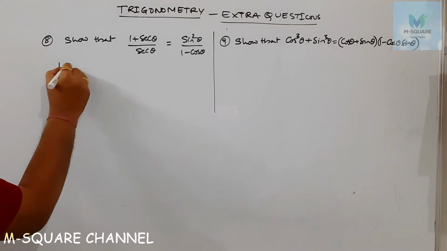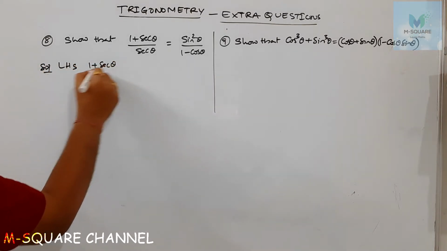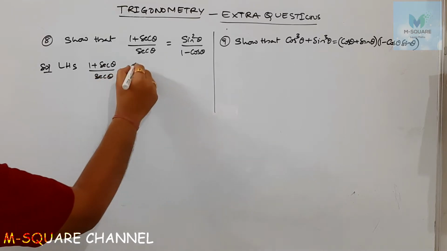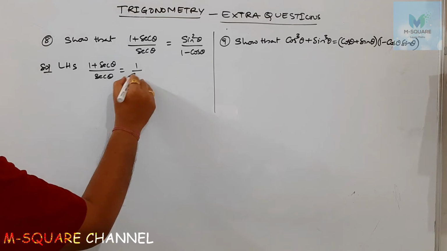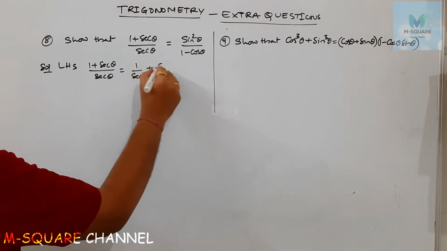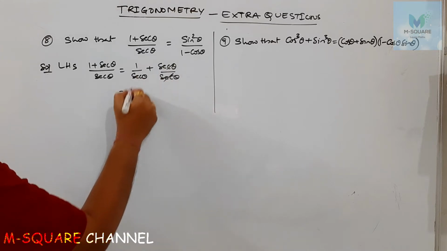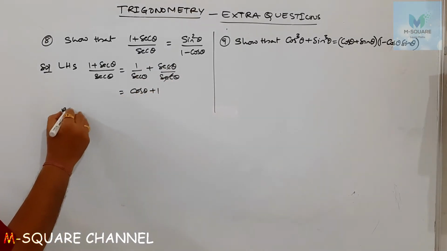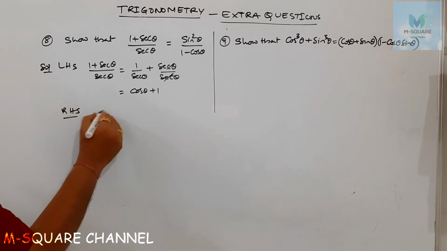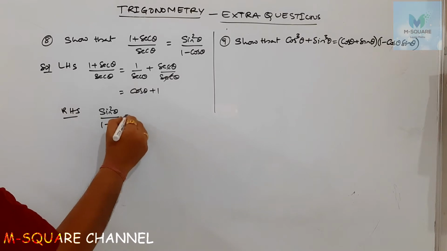So first of all, LHS: 1 plus secant theta by secant theta. You can split these fractions, 1 by secant theta plus secant theta by secant theta. These two are cancelled, and cos theta plus 1 will be there. Now the same for RHS, sin square theta by 1 minus cos theta.